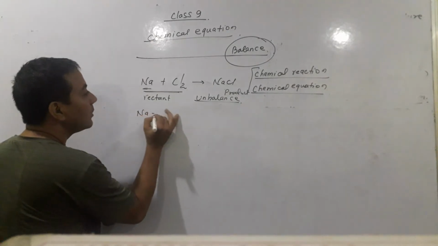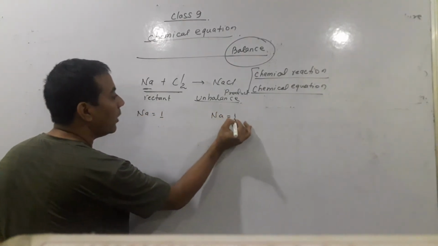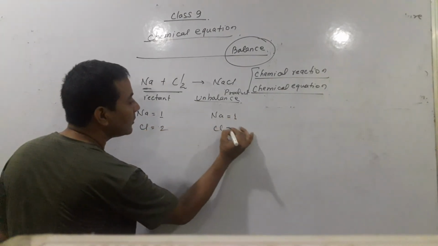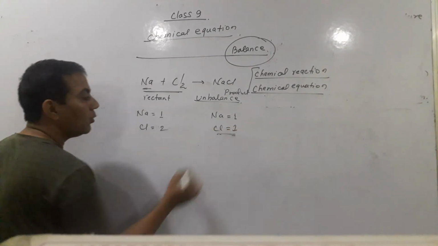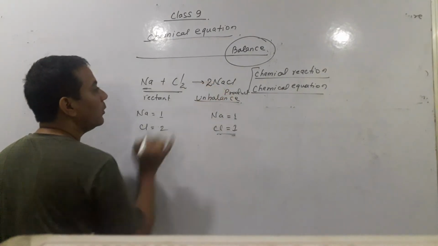Sodium is how much? 1. Product sodium is 1. Chlorine is 2. Here chlorine is 1. Then what we have to do? We have to make chlorine 2. So what we will do? We will put here 2.